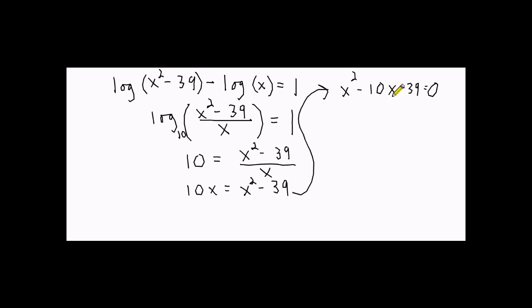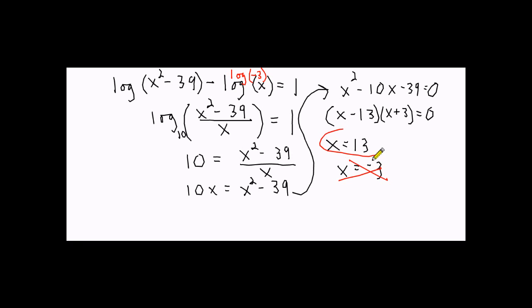Now we got to factor it. We need two numbers that multiply to negative 39 and add to negative 10. Well, they are negative 13 and positive 3. So our answer should be x equals 13, x equals negative 3. The only problem with that is when you try to plug negative 3 back in, check this out, when you plug negative 3 into here, right here, you end up with log of negative 3. Well, you can't plug a negative number into a log, so negative 3 is actually an extraneous root. So the only answer is x equals 13.